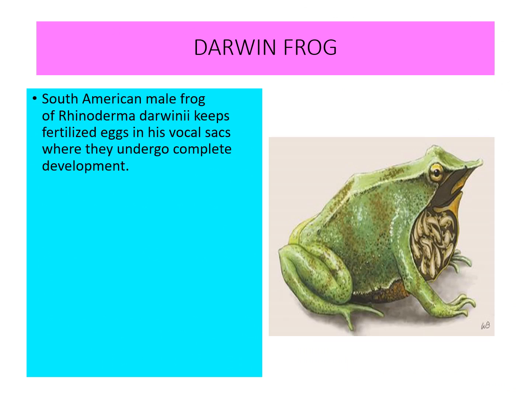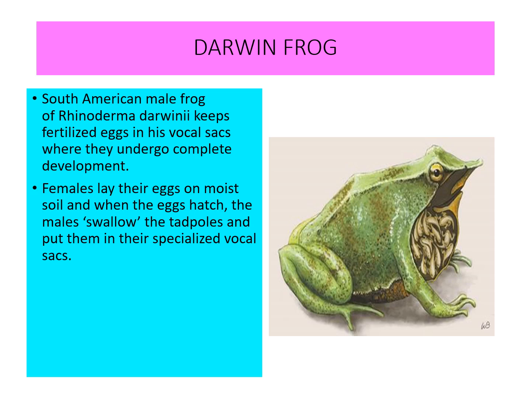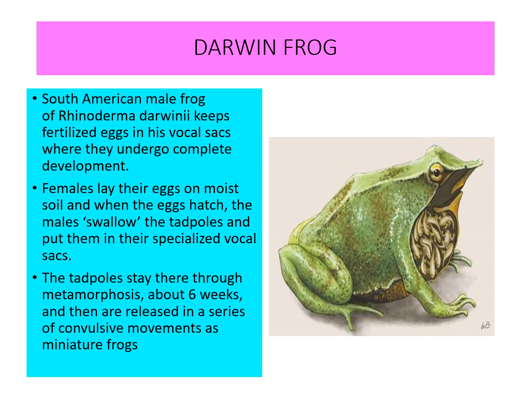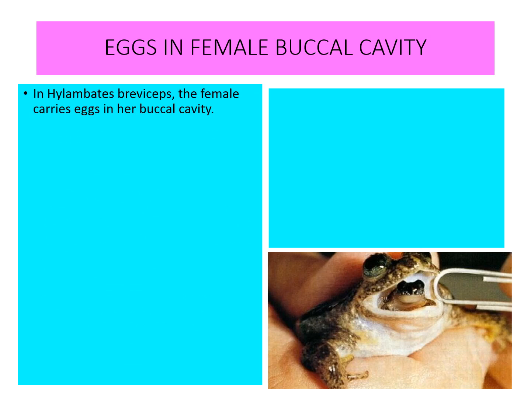Now another classic example, the Darwin frog. The South American male frog Rhinoderma darwini keeps fertilized eggs in his vocal sac where they undergo complete development. The female lays her eggs on the moist soil, and when the eggs hatch, the male swallows the tadpoles and puts them in his specialized vocal sac. The tadpole stays there through metamorphosis after 6 weeks and is then released in a series of convulsive movements as miniature frogs.